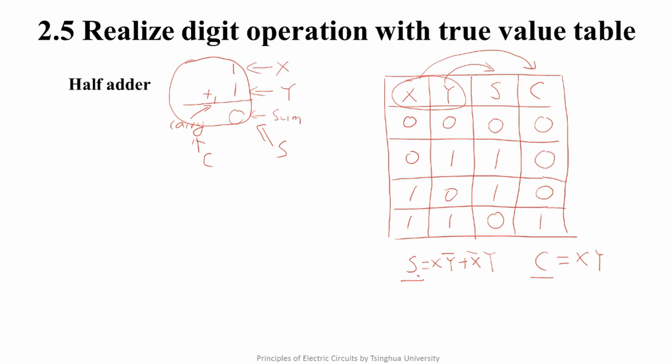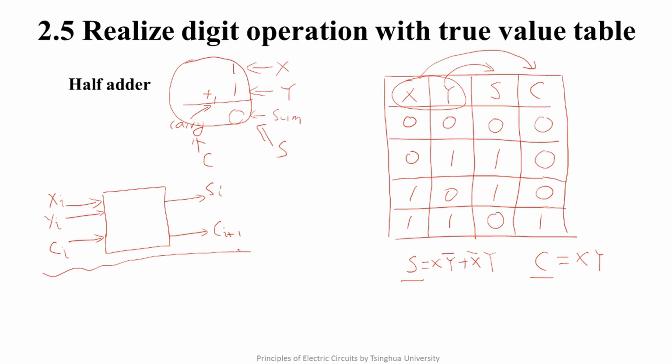Based on the half-adder, we can realize the full-adder. What is a full-adder? It has three inputs, which are the current x, current y, and the carry from the lower bit. Define the current bit as i. It has two outputs, the sum of the current bit and the carry to the i plus 1 bit. It's a logic system with three inputs and two outputs.